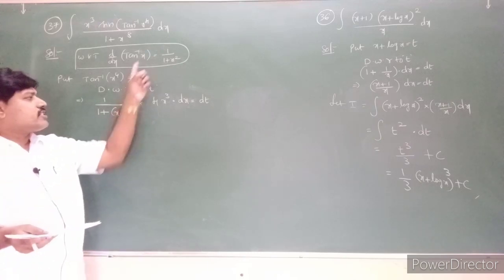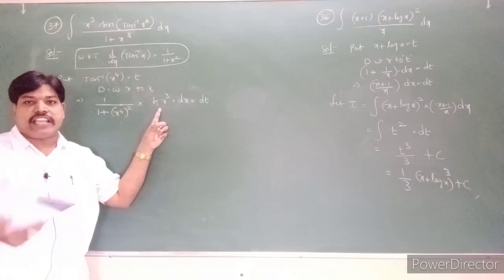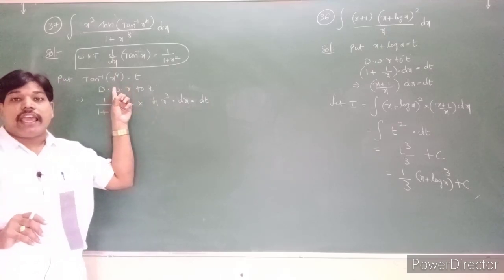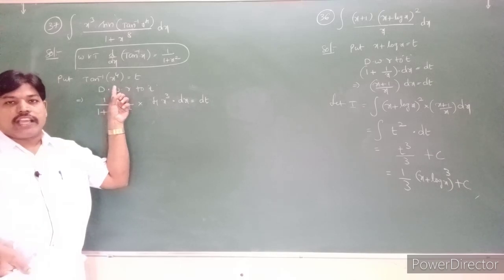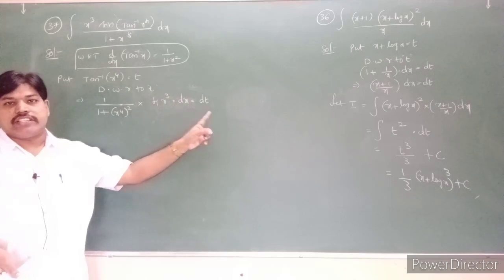What is f of x here? f of x is x power 4. If it were x, the derivative of x would be 1. But in the place of x you have x power 4, so you have to take the derivative of that function. The derivative of x power 4 is 4x cube into dx, that is equal to dt.